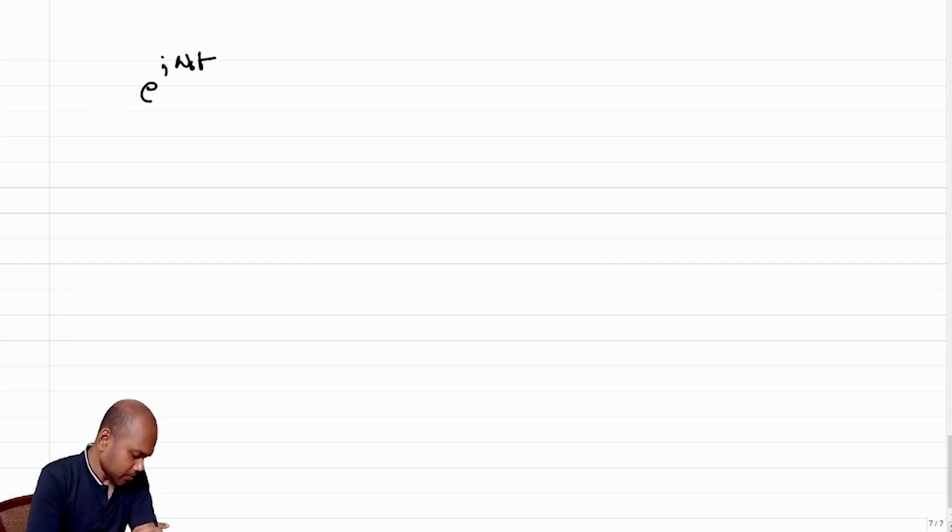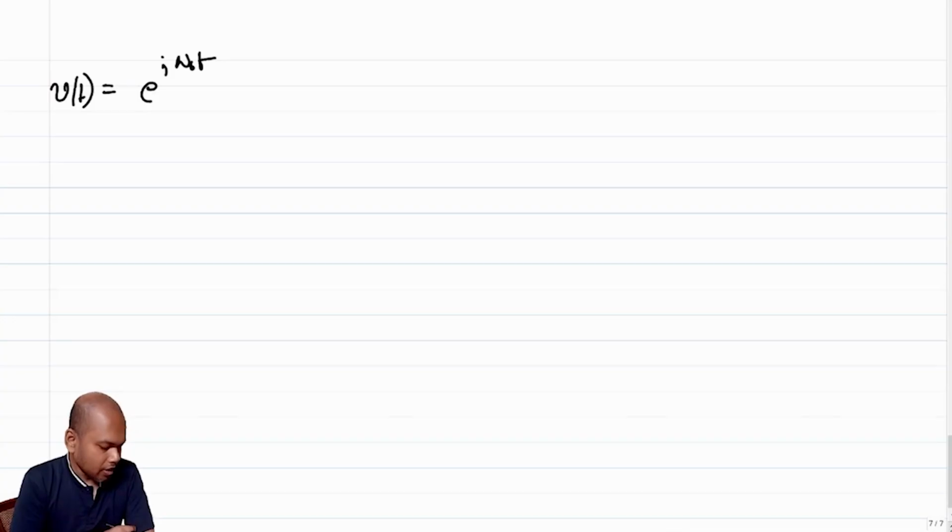a quick recap of Fourier series. Let's say our signal V(t) is e to the power j omega naught t. What are the Fourier components? Firstly, is it periodic? How to check?